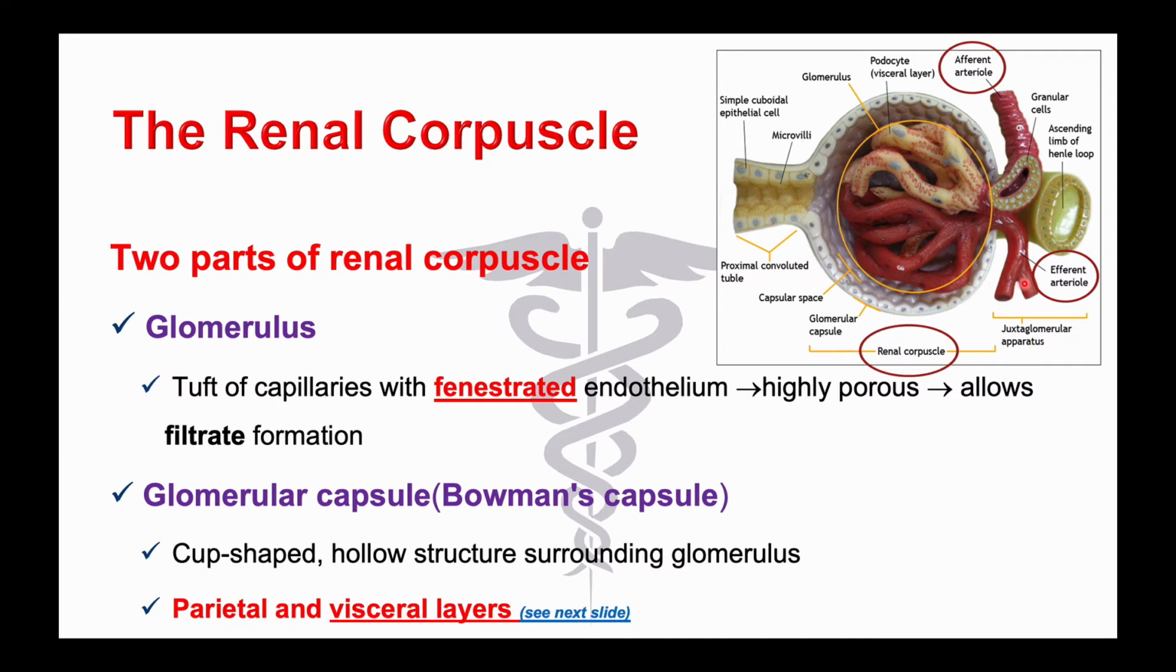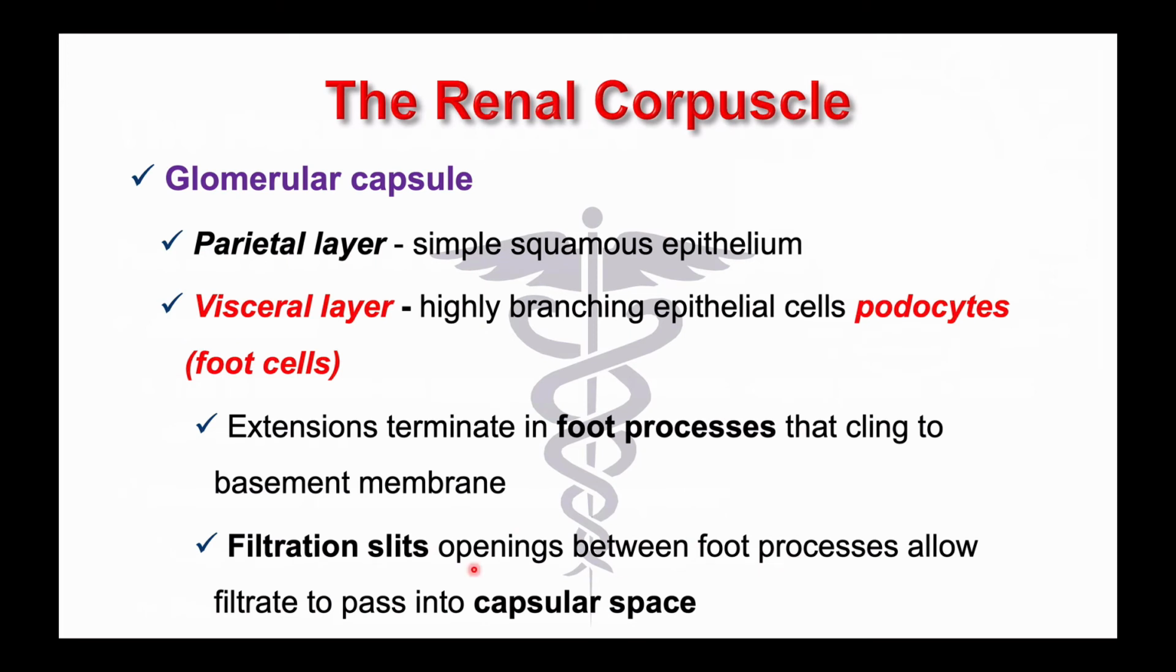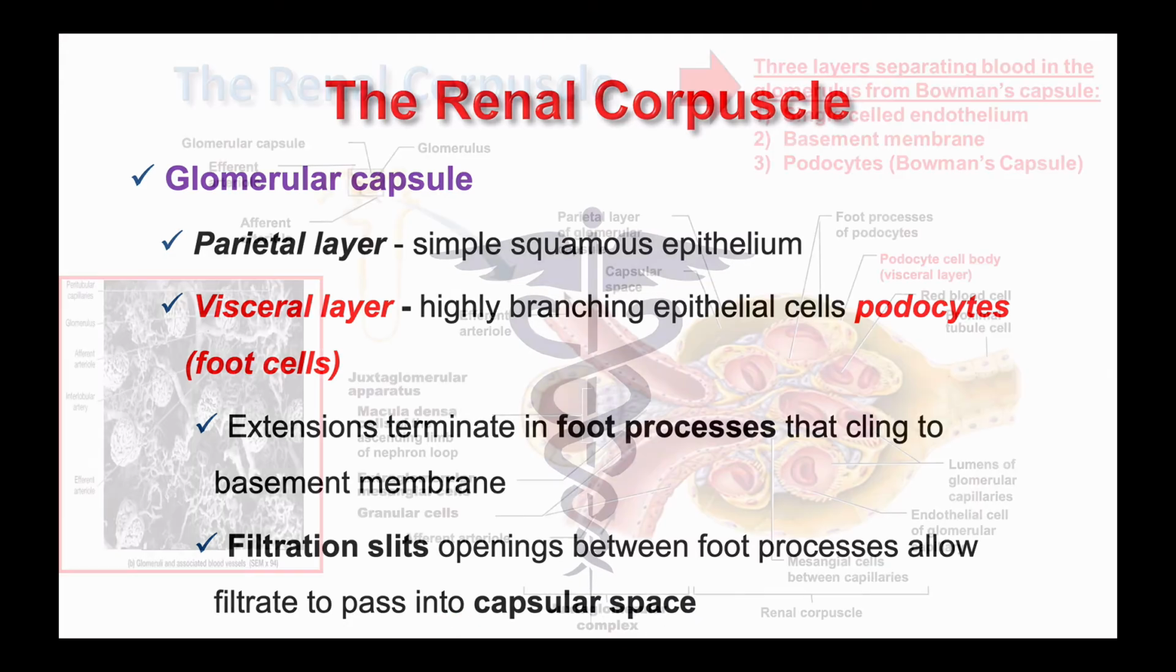Now you have the glomerular capsule, which is a cup-shaped hollow structure surrounding the glomerulus. The glomerular capsule has a parietal layer, made up of simple squamous epithelium, and a visceral layer having highly branching epithelial cells. Extensions terminate in foot processes that cling to the basement membrane. Filtration slits opening between the foot processes allow the filtrate to pass into the capsular space.